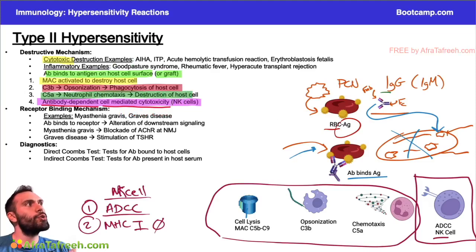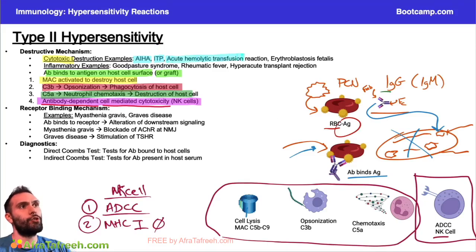Now, you should also know what pathology falls into each category of hypersensitivity. So autoimmune hemolytic anemia is very classic for this type 2 hypersensitivity, where you have antibodies binding to your red blood cells and eventually causing complement-mediated lysis and ADCC of those cells. The same thing is true with your platelets. You can have immune thrombocytopenic purpura, ITP, and acute hemolytic transfusion reactions.